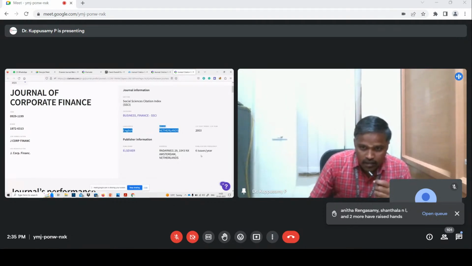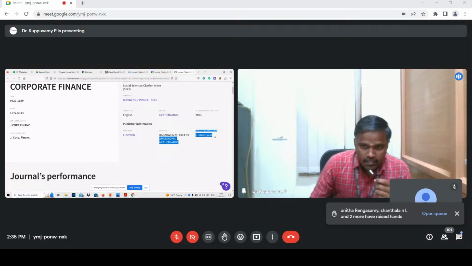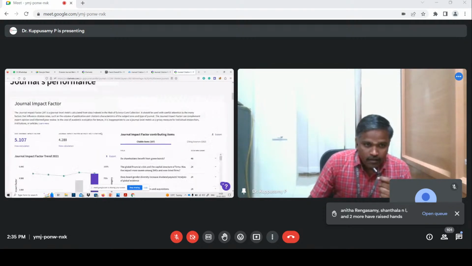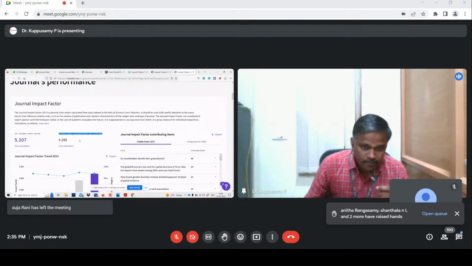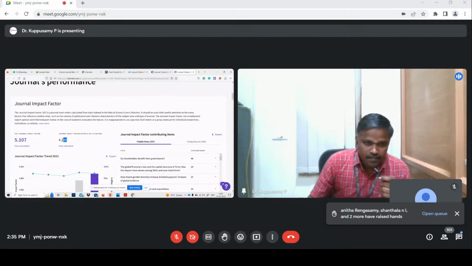Then how many issues, this is also important, the number of issues. If the number of issues is more, there is the possibility that the acceptance rate also will be more. And you look at that, the journal impact factor is 5.107. Then this one is the impact factor without self citations. Self citation in the sense we may refer to our paper by ourselves. So that is called self citation. So that is also given here.